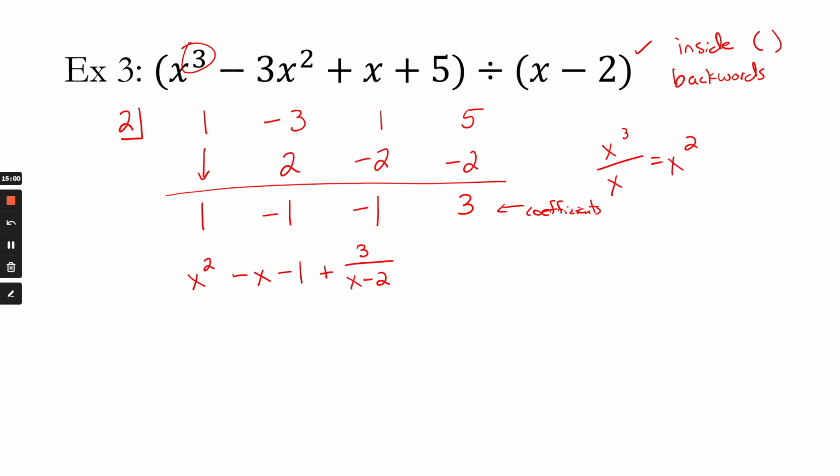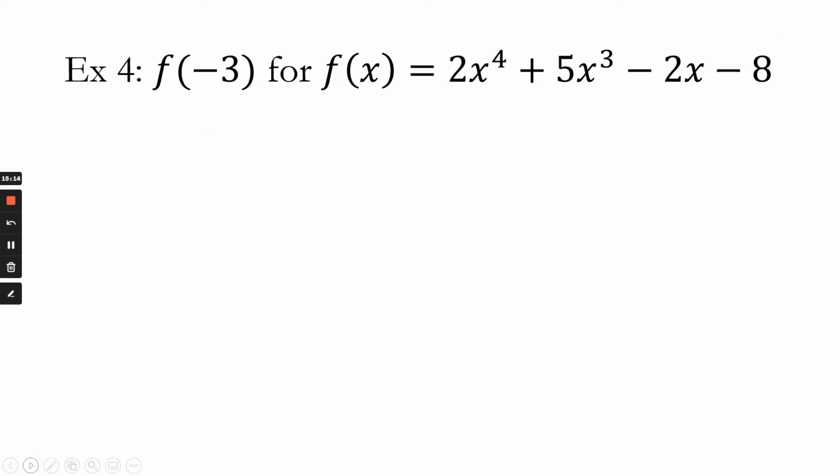Now, I will tell you a lot of the times we're really just going to focus on this 3. We're really going to focus on the remainder. But if I ask you to divide and I want the whole thing, then that there is our answer. All right, now the next thing that's really cool, it says find f of -3. Now, a lot of times we just plug this into our calculator, right? We put 2 times -3 to the 4th plus 5, and we keep going. But one way that we can do this is we can use synthetic division.